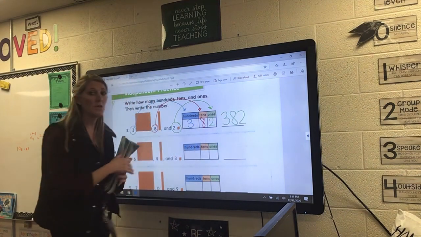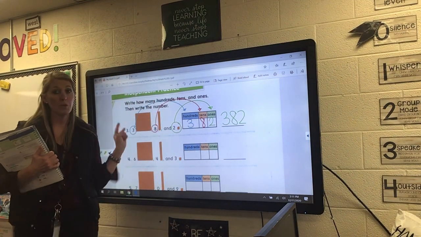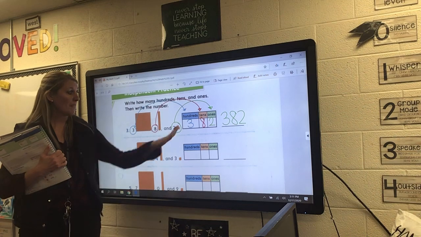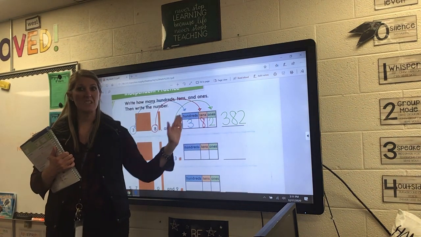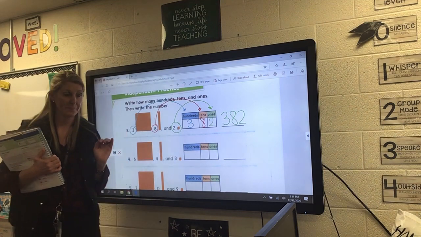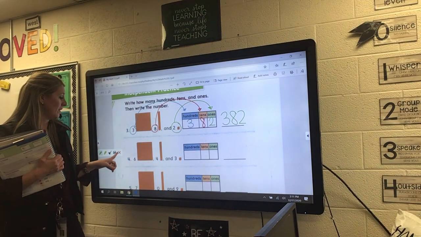382. If you need to draw the arrows to help you, please do that. And then whatever is in place value house goes right there on the line. And then please practice reading that number. Pause the video if you need to catch up.